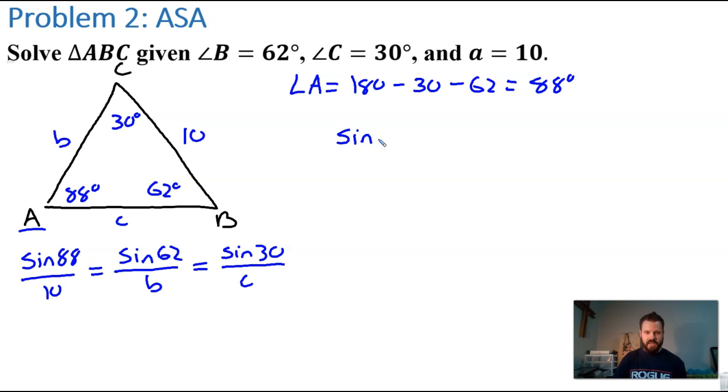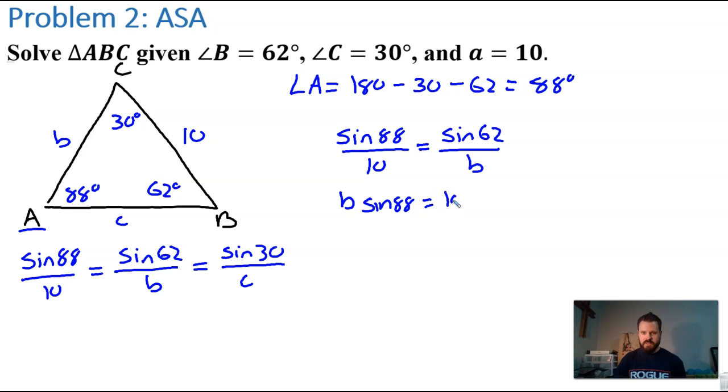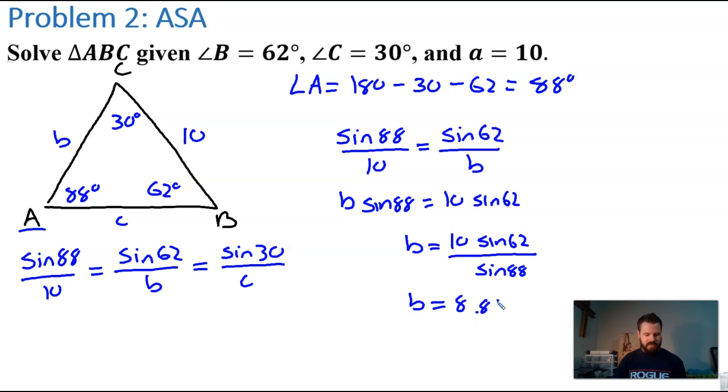We can say that sine of 88 over 10 is equal to sine 62 over little b. Okay, cross multiply, we get b sine 88 is equal to 10 sine 62. Then divide, and that gives us b is equal to 10 sine 62 over sine 88. When I plug that in my calculator, I get 8.835, we could say.